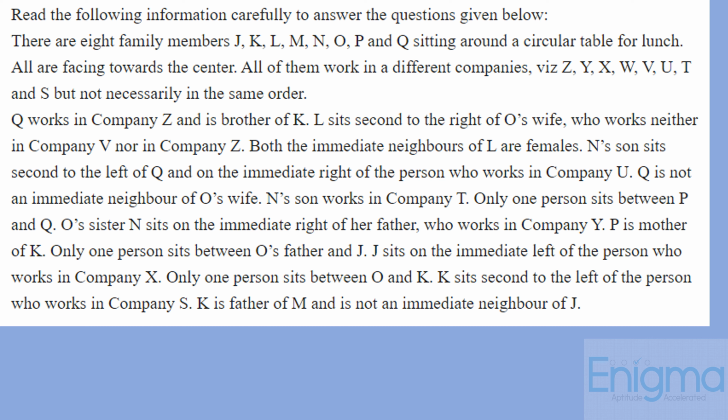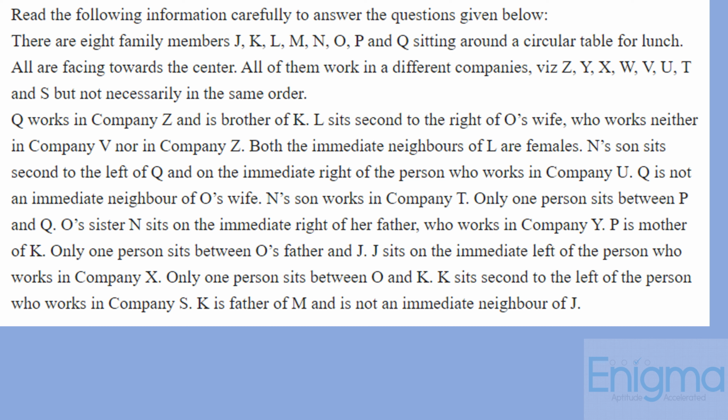Q works in company Z and is brother of K. L sits second to the right of O's wife, who works neither in company V nor in company Z. Both the immediate neighbors of L are females. N's son sits second to the left of Q and on the immediate right of the person who works in company U. Q is not an immediate neighbor of O's wife. N's son works in company T.